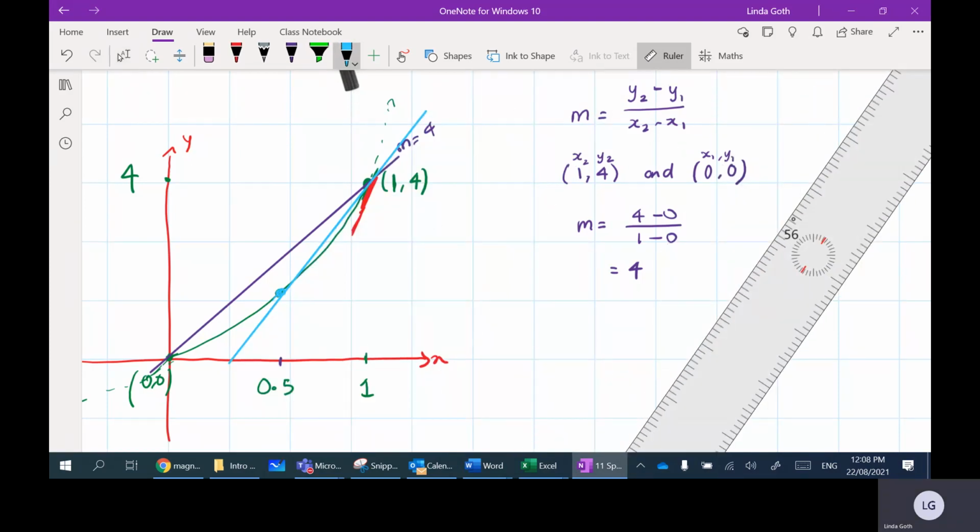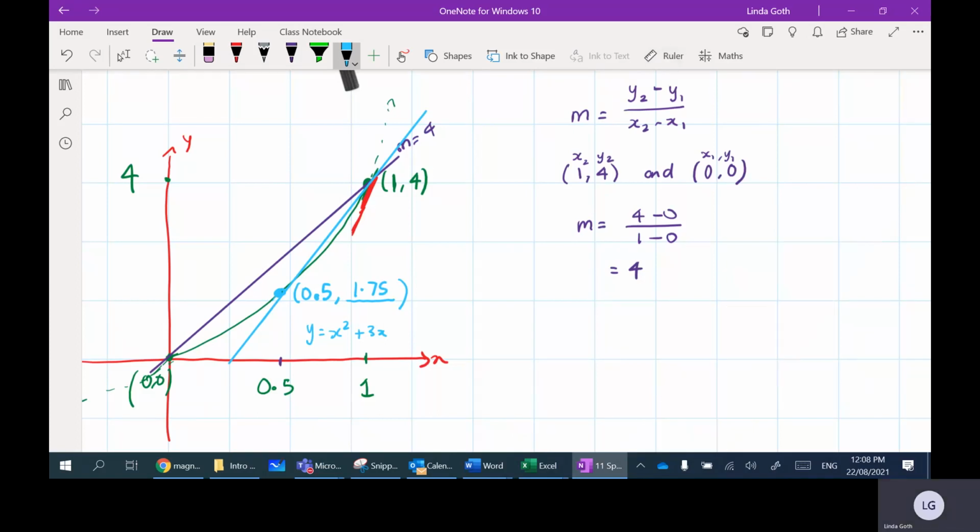All right, well, this point here, I need to find what it is first of all. So this is the point 0.5, and to find the y coordinate, I have to put that into the formula for the parabola, which remember was y equals x squared plus 3x. So on my calculator, I will put in 0.5 squared plus 3 times 0.5, 1.75. Right, so now I've got 2 points that I'm trying to find the gradient between.